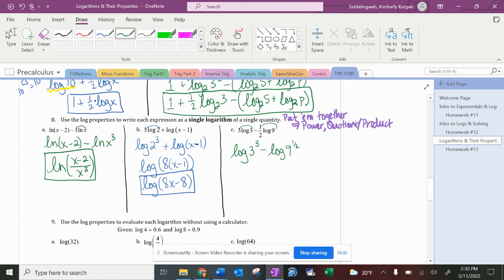Okay, so we have log of 3 to the third minus log of 9 to the 1/2. So let's deal with some of those exponents. Again, noting both logs are of the same base. So we can actually do this. 3 times 3 times 3 is 27. Square root of 9 is 3. Okay, now we can push together these logs. Subtraction means I'm going to divide the 27 by 3. And that is just log of 9. It makes it look so much nicer, and yet it was so complicated.